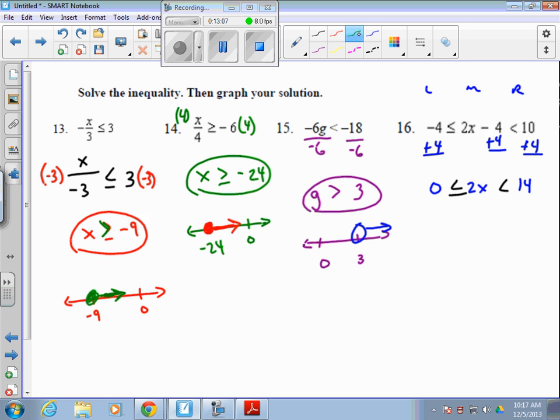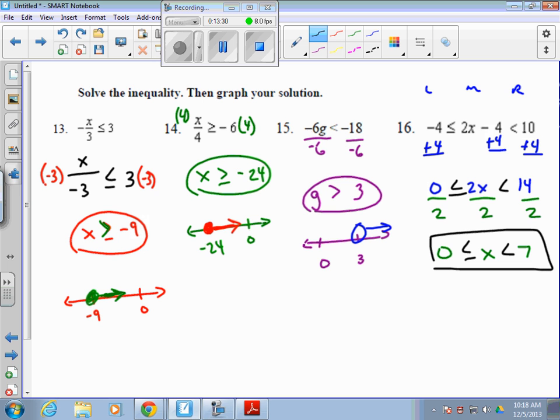The other thing you have to do is get rid of 2 times x in the middle by dividing it. If you divide the middle, divide the left and the right. 0 divided by anything is 0. They'll cancel out and leave you with x. 14 divided by 2 is 7. You divided everything by a number here, but it was only by a positive number. So again, we're going to leave the sign just like it is, less than or equal to and less than. This is your compound inequality.